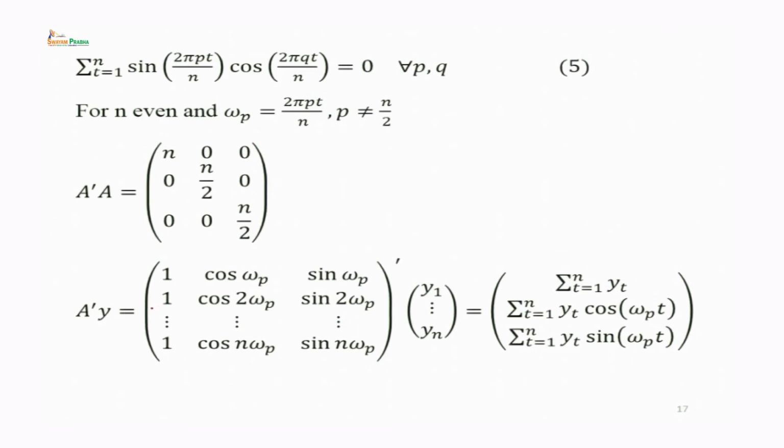And A transpose Y, this is your A and this is Y. Then the first element comes from taking the transpose of this. So, the first row is 1 1 1. So, you get summation y t here. Then in the second row you multiply by this, and you get summation y t cos omega p t, and then you have summation y t sin omega p t.